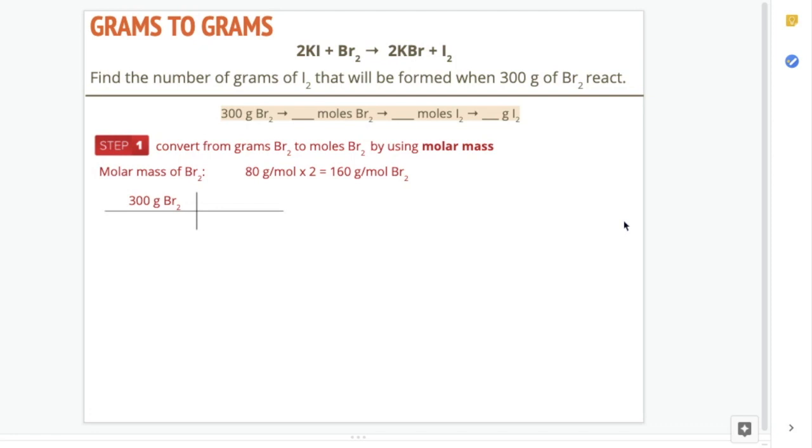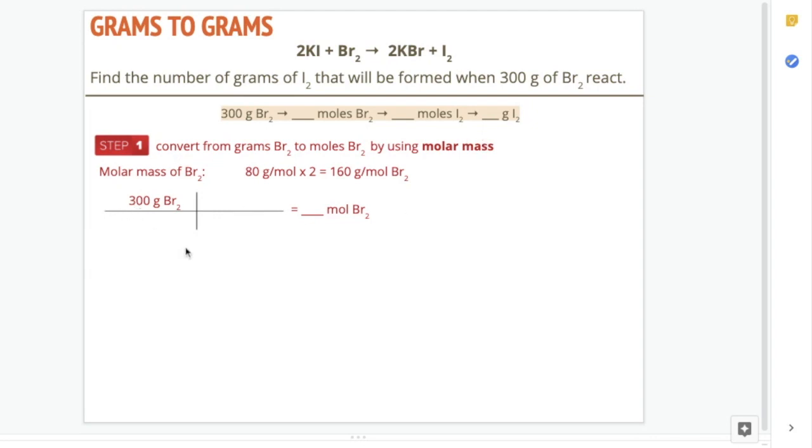Then I'm going to set up my chart. We always start with what we have. So remember, we have 300 grams of bromide. We got that from the question. And we're going to use our molar mass to get out moles of bromide. This is what it says. We need moles of bromide.